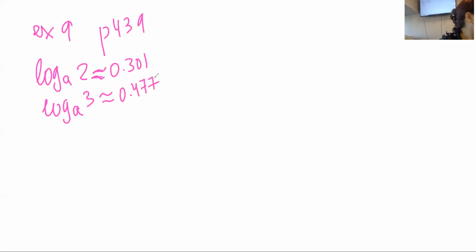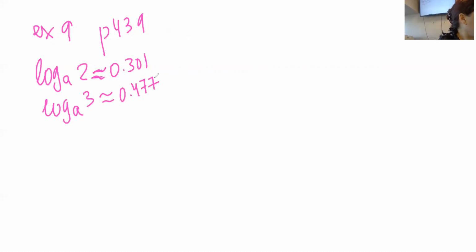Okay, example 9. So this example is very easy, you just need to understand what is asked of you. Example 9, page 439. It says, given that logarithm with base a of 2 is approximately 0.301, and that logarithm with base a of 3 is approximately equal to 0.477.